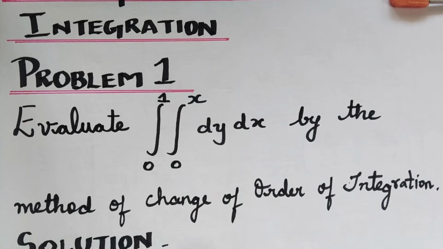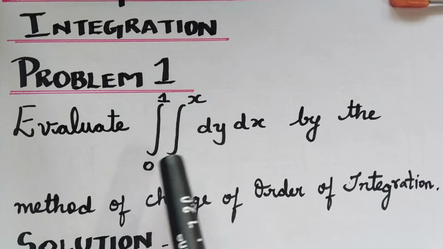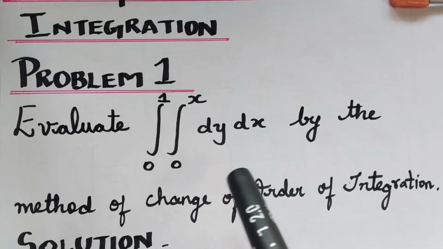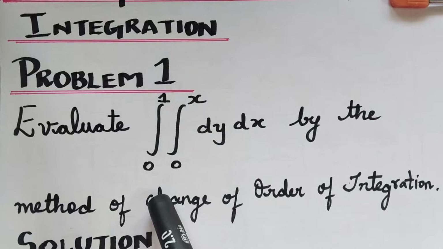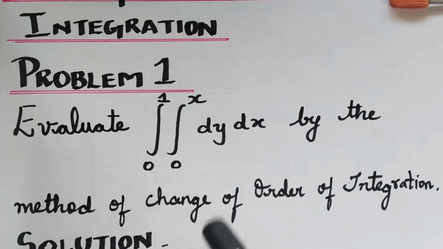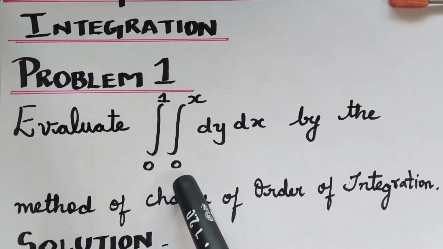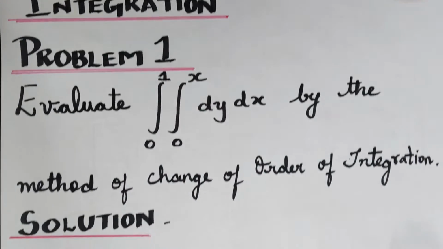But now the question is, we have to change the order of integration, which means that we have to change these limits in such a manner that first we integrate with respect to dx and then with respect to dy. In order to do that, first we have to sketch the region that is given. So what is this double integral actually?